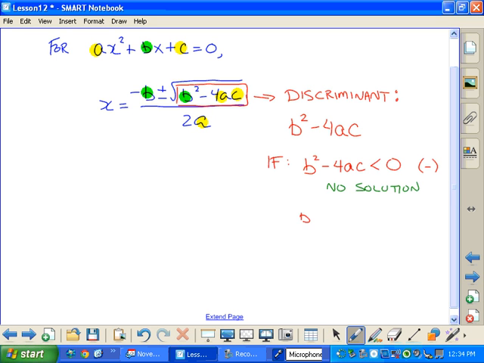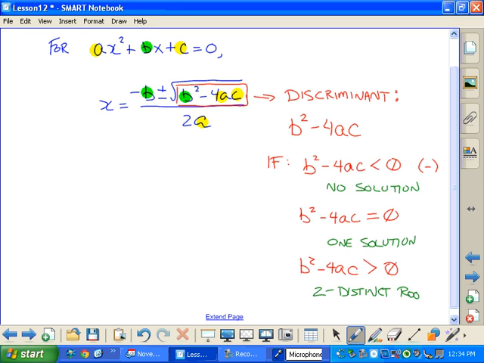Case 2, if b squared minus 4ac is equal to 0, so it'd be a 0 value, there is one solution, and it was probably factorable. And finally, if b squared minus 4ac is greater than 0, then we end up with two distinct answers, or two distinct roots, is what we call it.